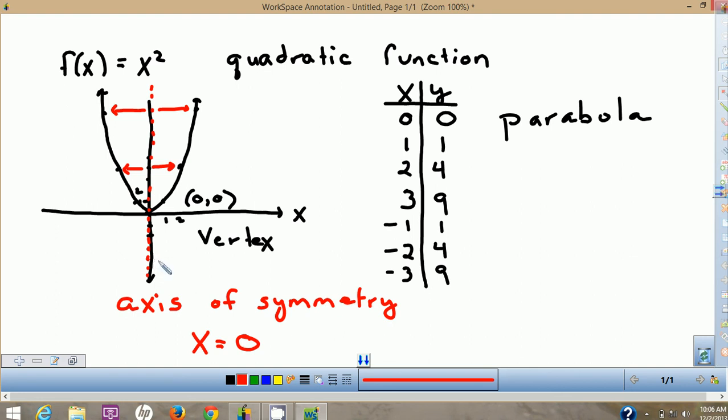As we go along, we're going to look at some things that will cause this to move left and right, cause it to move up and down, cause it to stretch or shrink or flip over, and we'll look at the various forms of the quadratic. But always we're going to be referring back to this parent function, y equals x squared.